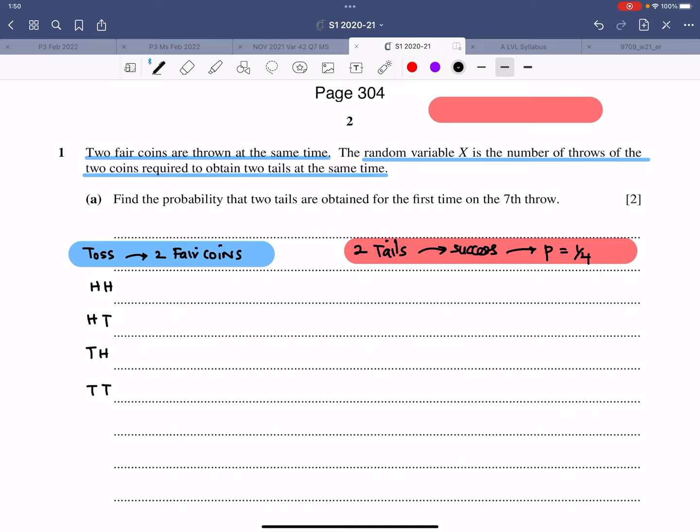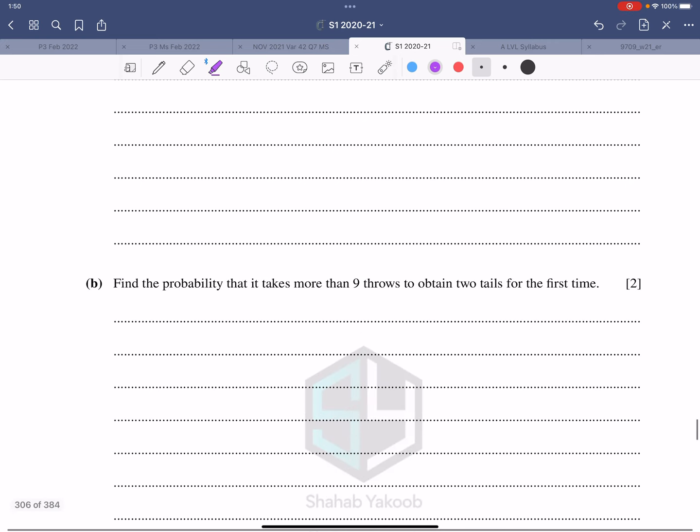Let's read further. The question further says, find the probability that two tails are obtained for the first time on the 7th throw. This is the wording for geometric probability distribution, and part B also says the same thing. Find the probability it takes more than 9 throws to obtain two tails for the first time.